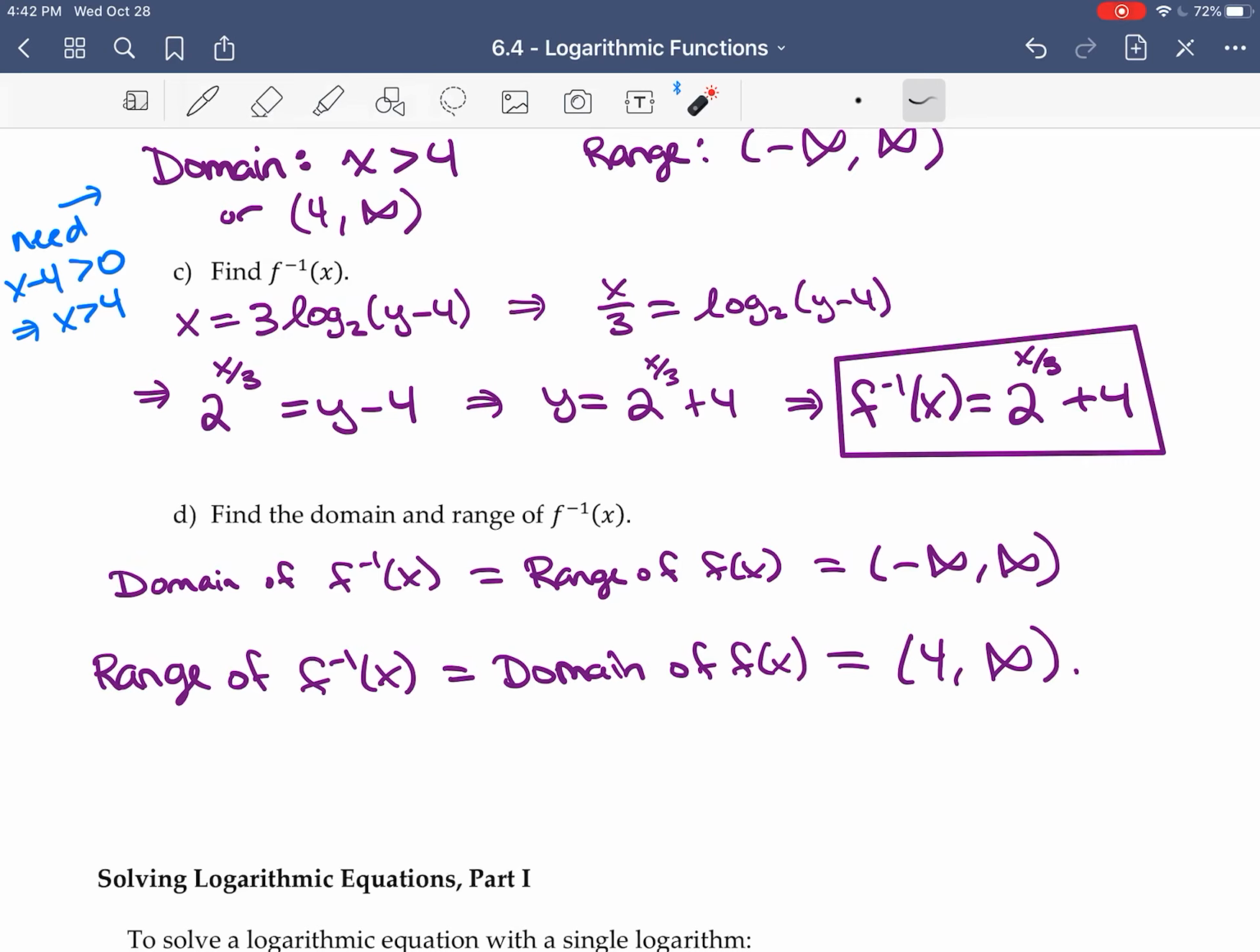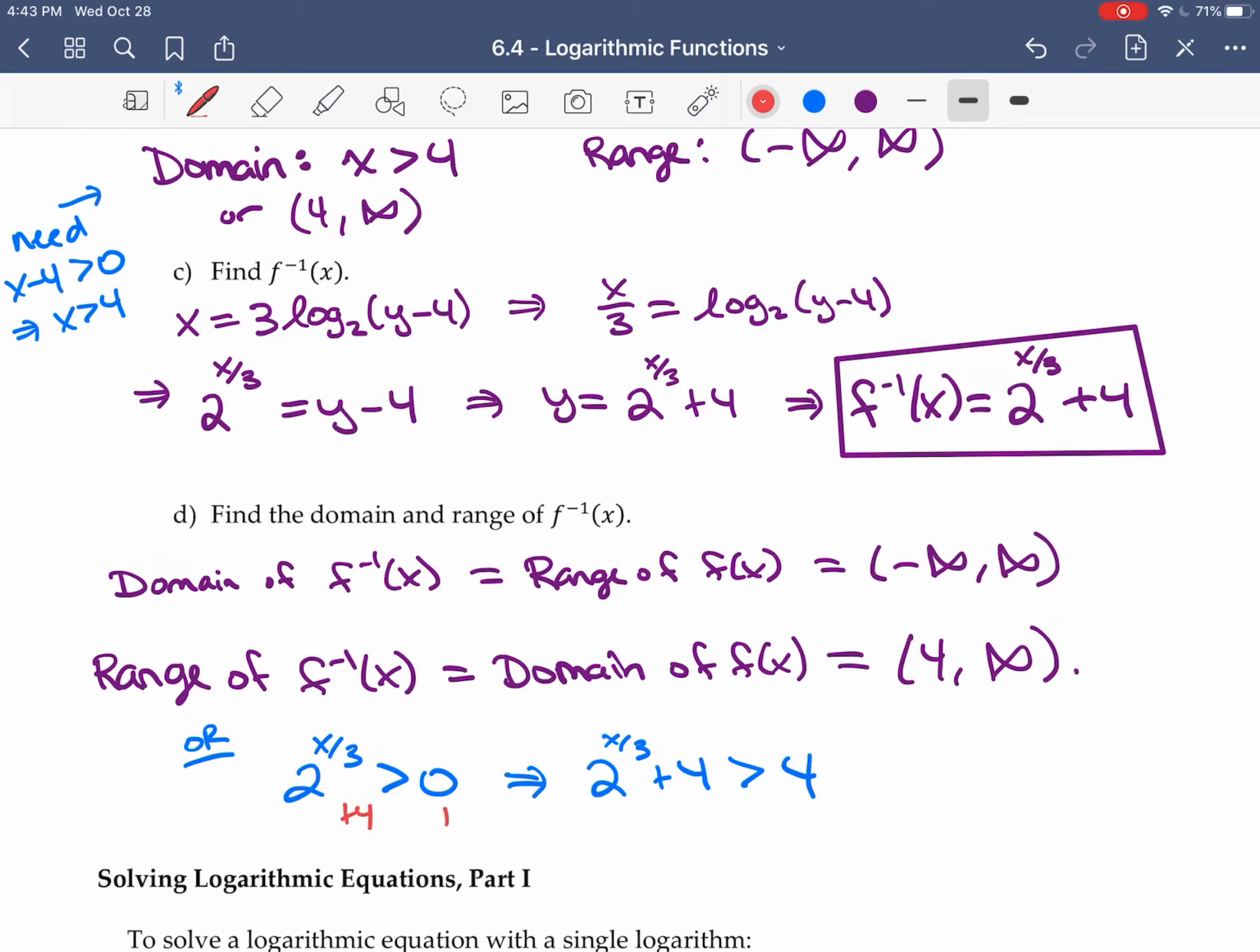Okay, so maybe I could write that here. Without using the graph, 2 to the x over 3 is always bigger than 0. So that means 2 to the x over 3 plus 4 is going to be bigger than 4. I add 4 to both sides, right, so you do plus 4, plus 4. So that means that your inverse is always going to be bigger than 4.